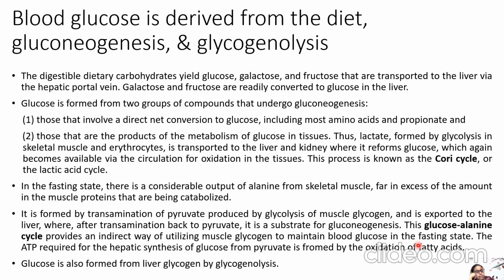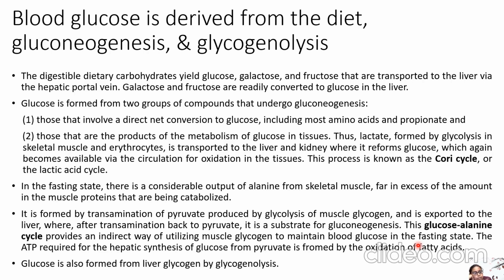Blood glucose is derived from the diet, gluconeogenesis and glycogenolysis. The digestible dietary carbohydrates yield glucose, galactose and fructose that are transported to the liver by the hepatic portal vein. Galactose and fructose are readily converted to glucose in the liver, and glucose is formed from two groups of compounds that undergo gluconeogenesis: those that involve direct net conversion to glucose, including most amino acids and propionate, and those that are products of the metabolism of glucose in tissues.